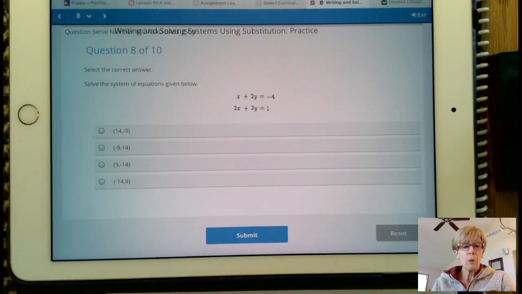Solve the system of equations given below. So what I did is I wrote these two equations on a piece of paper. I actually wrote them side by side, which might be a little bit helpful. We're going to be using substitution, and ultimately what happens when we're using substitution is that we need to have something like x equals or y equals in our equation.